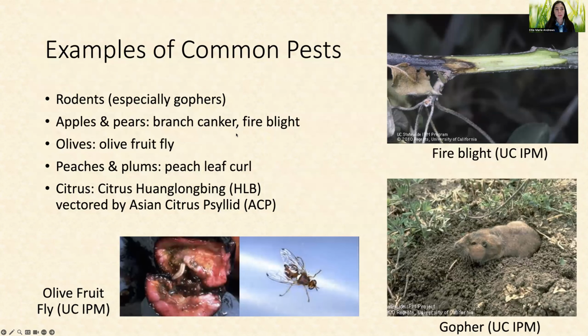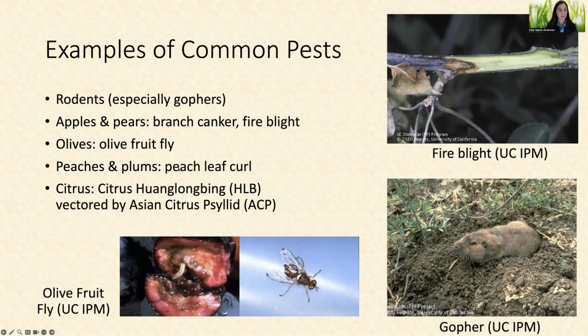Okay, so now we're going to get into some examples of common pests in our region. So rodents are really prevalent, especially gophers. In apples and pears, we have got branch canker pathogen, we have fire blight in some cases, which you can see here on the top right corner. In olives, we've got olive fruit fly, it's pretty prevalent.